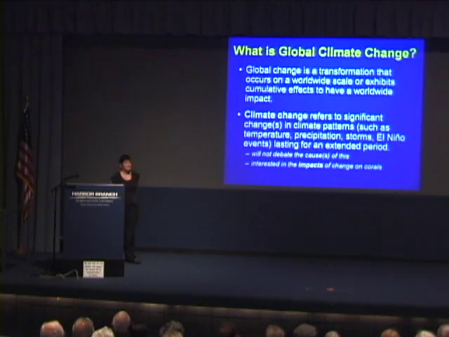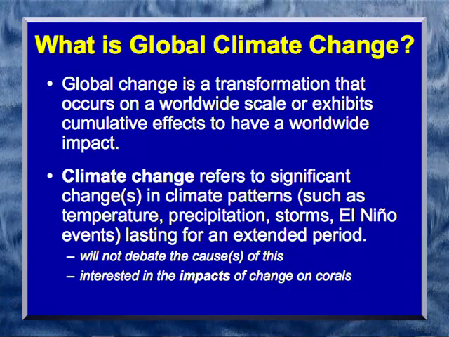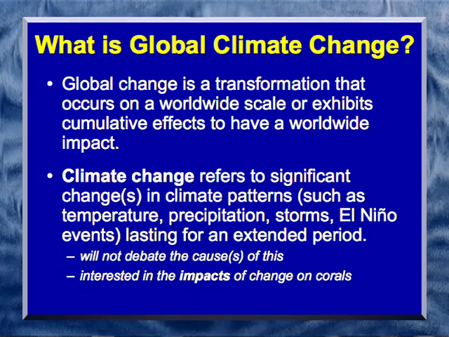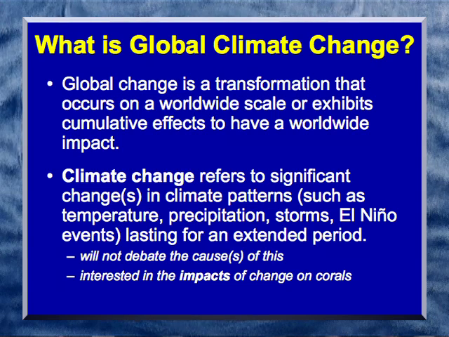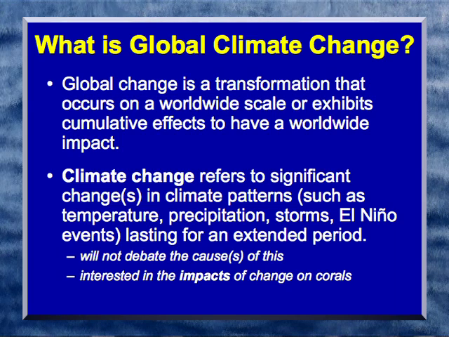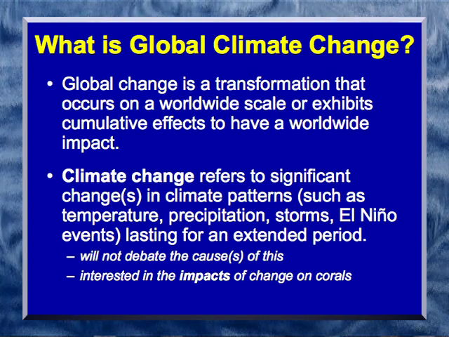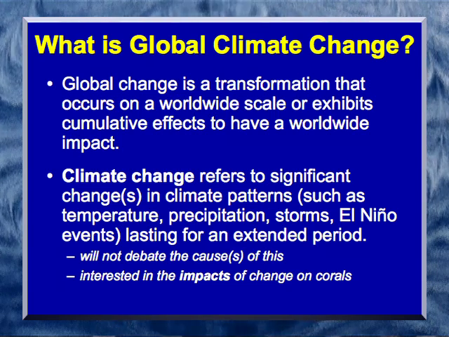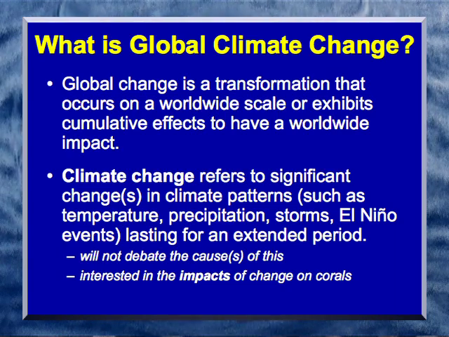So what is global climate change? Global change is defined as a transformation that occurs on a worldwide scale or exhibits cumulative effects that have a worldwide impact. And climate change refers to significant changes in climatic patterns, such as temperature, precipitation, or the frequency and intensity of storms or El Nino events that last for extended periods of time. During this lecture, I am not interested in discussing or debating the causes of global climate change. I'm more interested in understanding the predicted impacts or current impacts on corals and coral reefs.